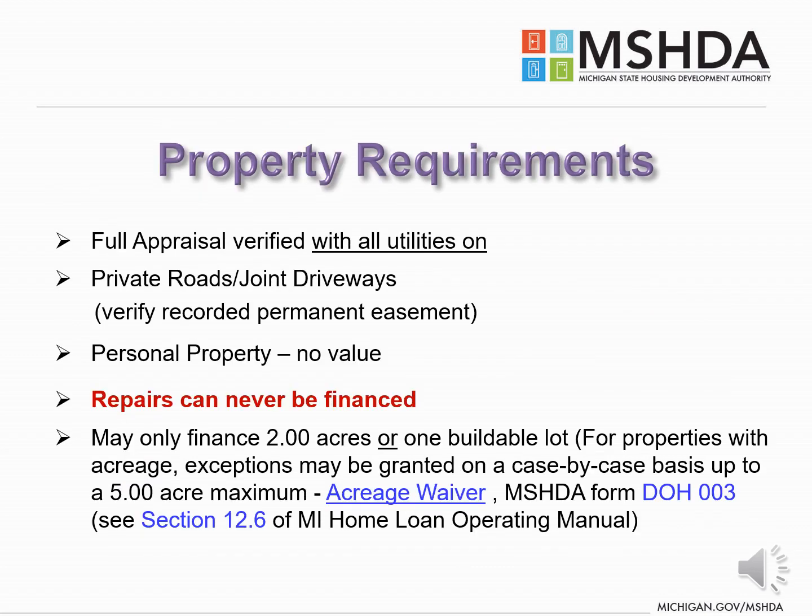Property requirements. MSHDA requires a full appraisal with all utilities on and verified working properly. MSHDA does not allow generator tests or pressure testing. If the property is on a private road or has a joint driveway, the lender must submit verification of a recorded permanent easement. The appraiser should state that any personal property has no value.